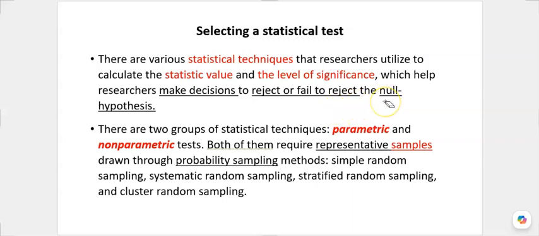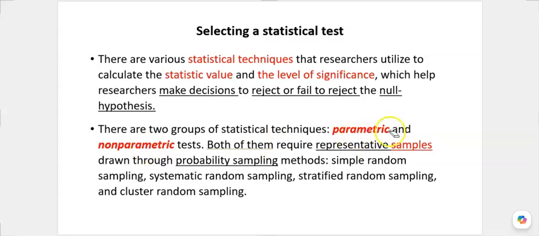So null hypothesis means that there is no difference or no significant result. And then you can accept the null hypothesis. There is no difference. There is no effect. And then reject the null hypothesis means that there is a significant change or significant difference. So there are two groups of statistical techniques, parametric test and non-parametric test.